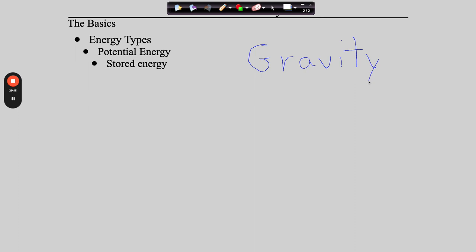Well, that would involve mass and gravity as well. Where else? Like a nucleus of an atom. Okay. We can store energy in the nuclei of atoms. Where else? In bonds, potentially? In chemical bonds.